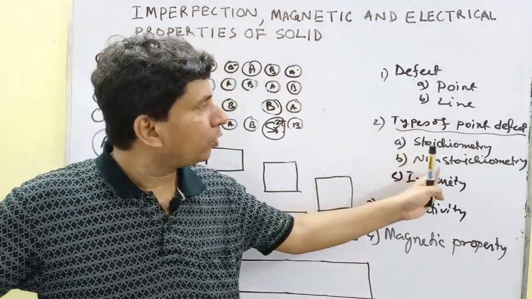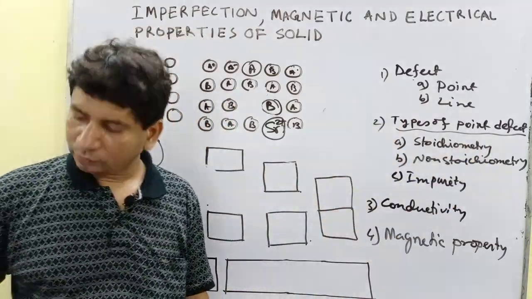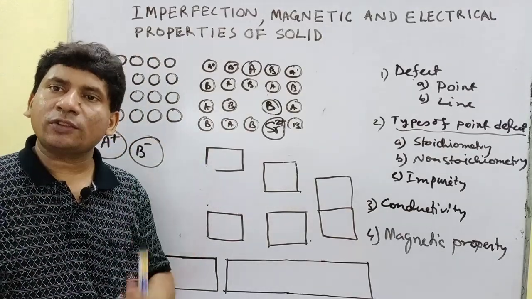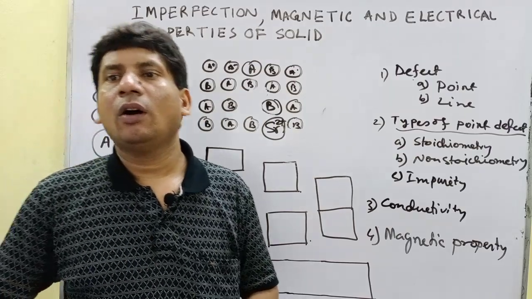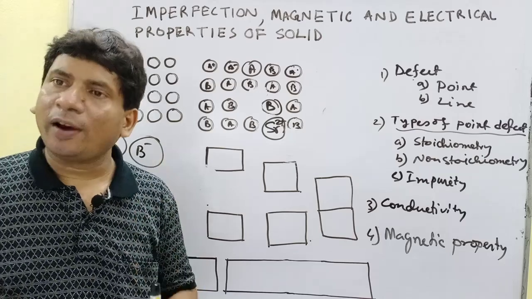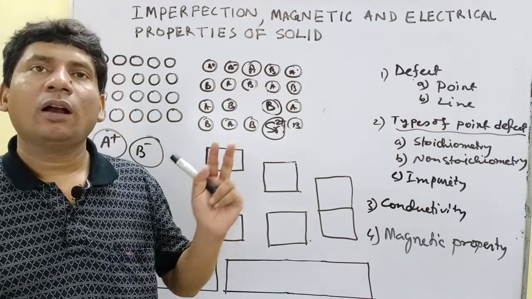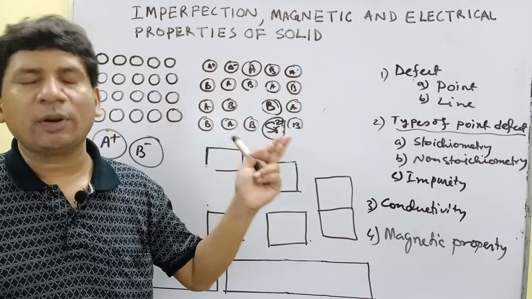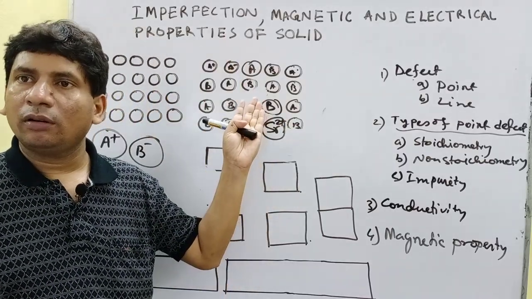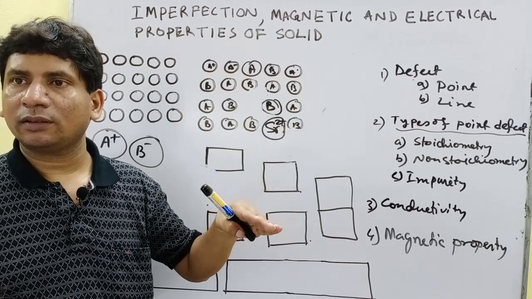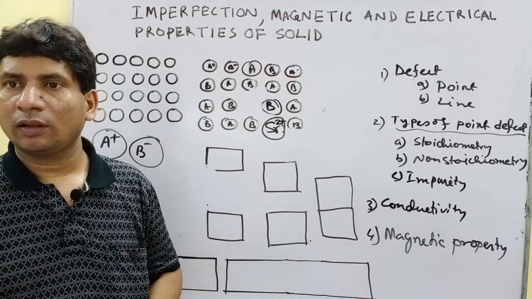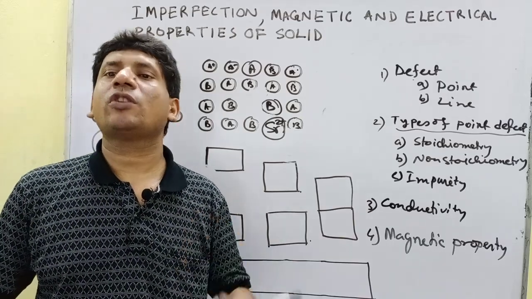Now, what are non-stoichiometric defects? Non-stoichiometric defects occur when the ratio of cations to anions becomes different. That means the total number of cations divided by the total number of anions is not the same before and after the defect. Then it is known as a non-stoichiometric defect.